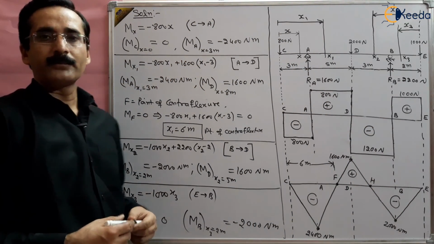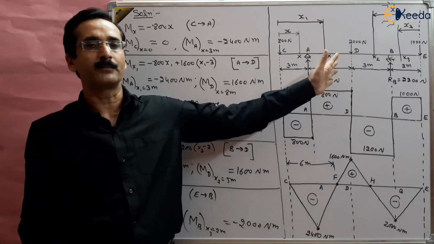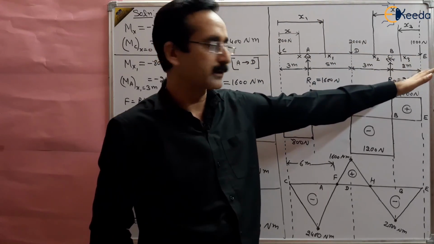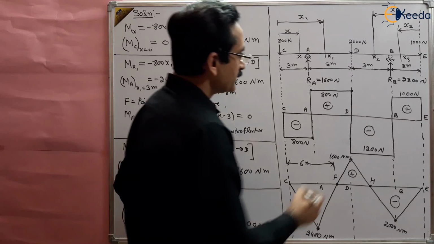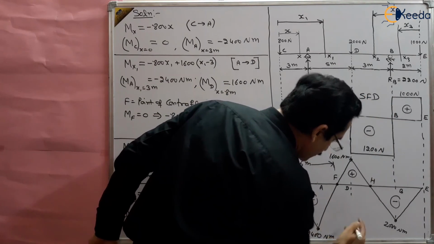So this is the shear force diagram and bending moment diagram for an overhang beam at which point loads are there, different point loads are there, and we have drawn this as the shear force diagram and this as the bending moment diagram.